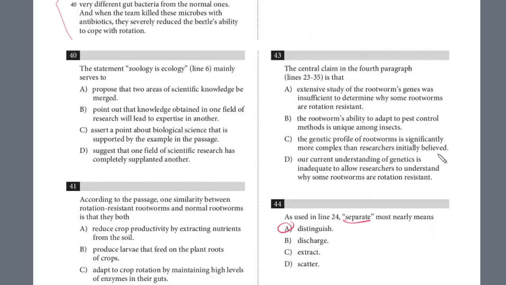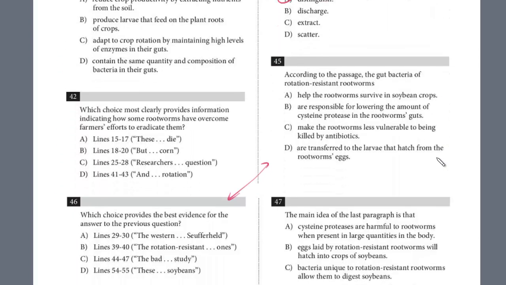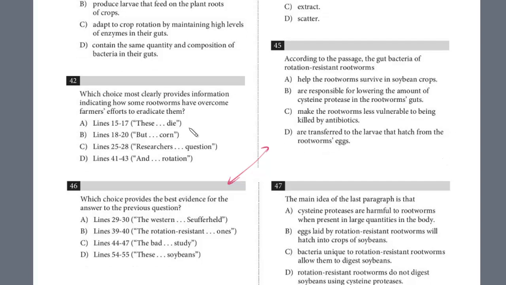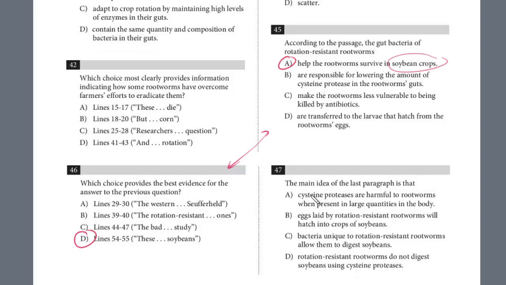And so the evidence for number 46 is D, right? This is explaining the gut bacteria, and this is what we just read, that they help the rootworm survive in soybean. That's exactly what we read, right? They anticipate this alternate year. And so the answer is D for the evidence, and then A, and these perfectly fit. And the last question, number 47, the main idea of the last paragraph.